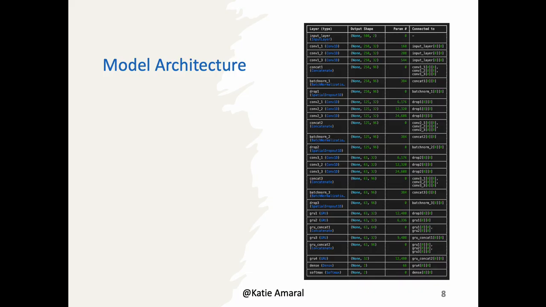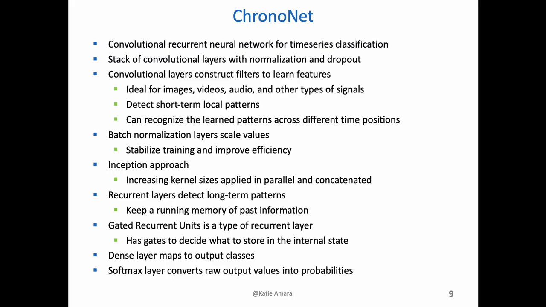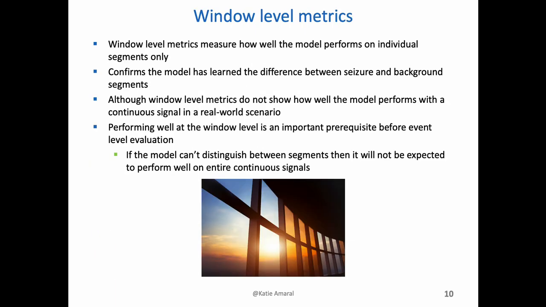The ChronoNet model is a convolutional recurrent neural network designed for time series classification. Convolutional layers detect short-term patterns in the time series and can recognize those patterns across different time positions in the signal. Recurrent layers detect longer-term patterns in the data, keeping a running memory of past information.